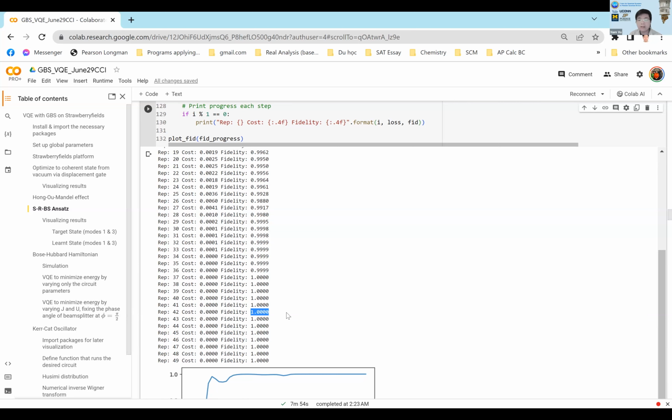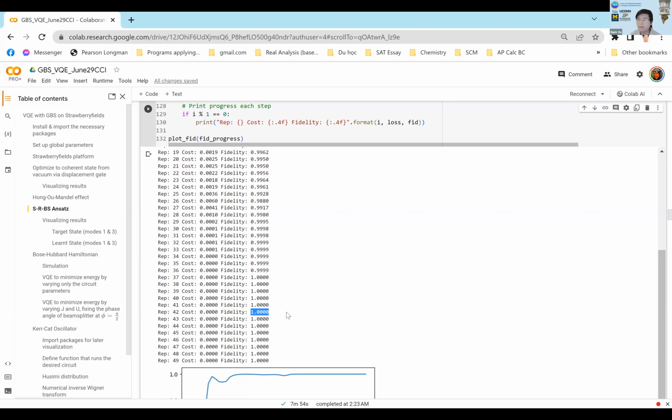However, it is to be noted that if you give me a random ansatz, a random input state, and a random target state, then I cannot guarantee that you can always optimize the parameters so that it reaches 100% fidelity.